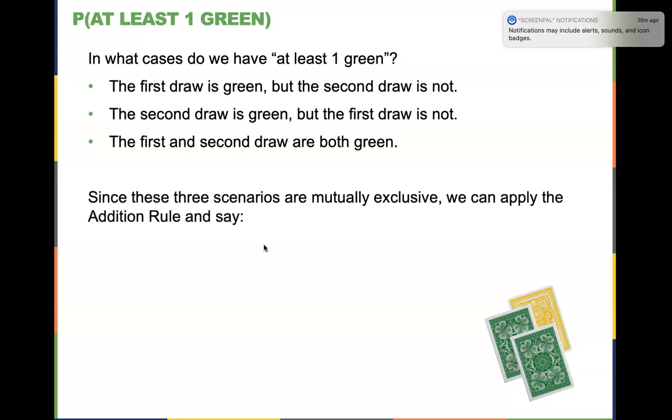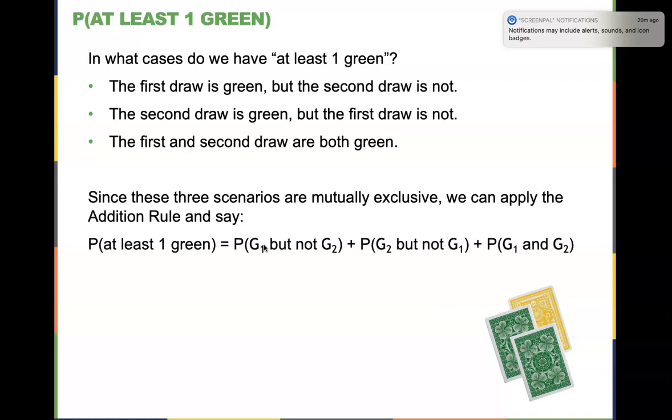Since these 3 scenarios are mutually exclusive, we can apply the addition rule and say that the probability of at least one green is the probability of green first draw but not second draw, plus the probability of green second draw but not first draw, plus the probability of both draws being green. We add each of these up and we get 0.8521.